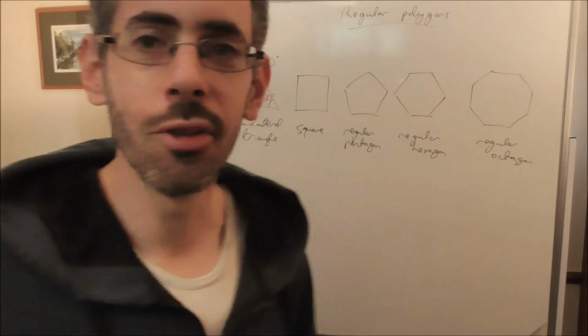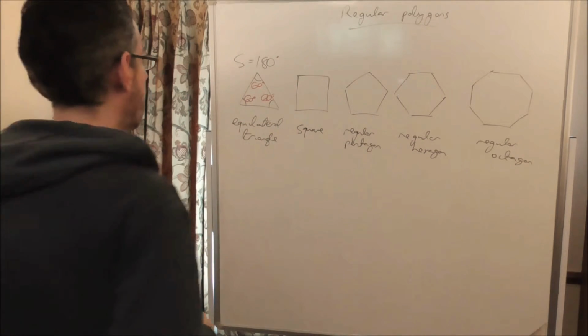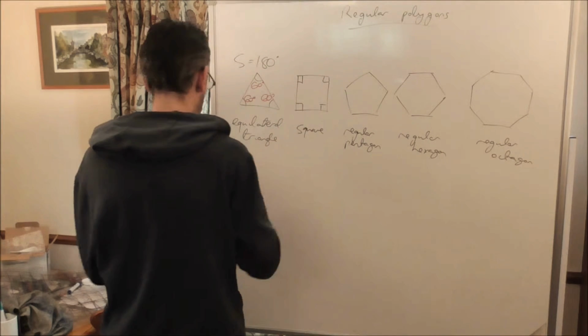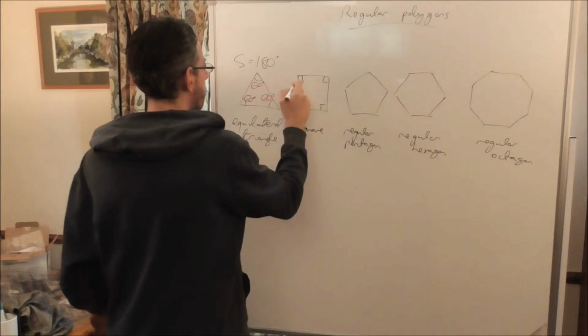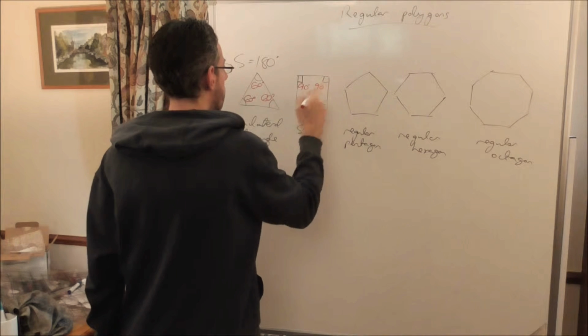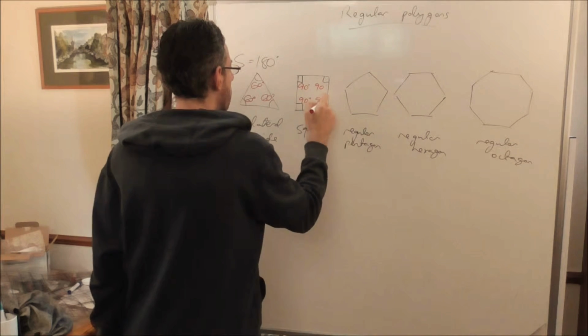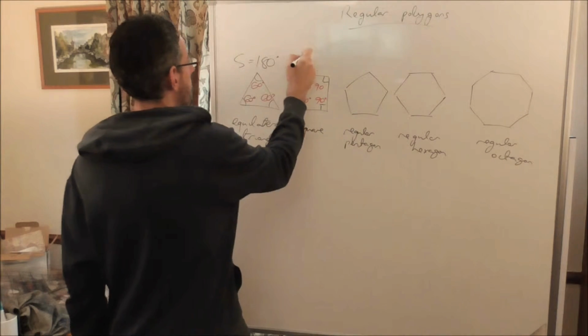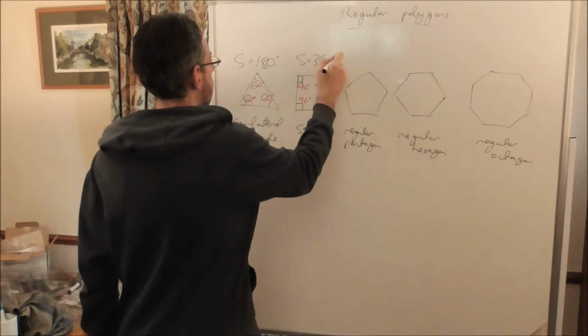In a square, you probably know all the angles are right angles, so they're all 90 degrees. So I'll just mark that in: 90, 90, 90, 90. And if you add them up, you can see the sum of the angles is 360. The sum is 360 degrees.